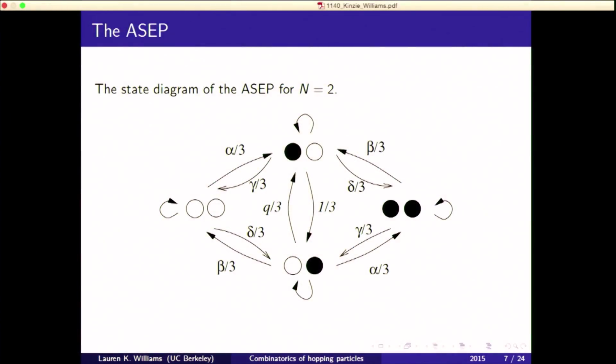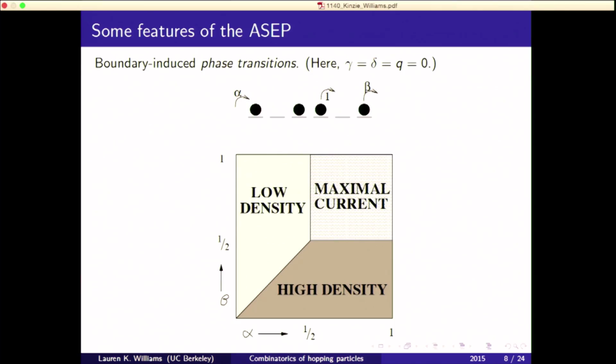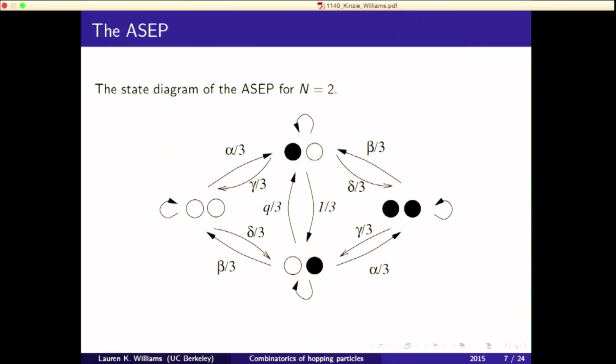Okay, so here's a picture when n is equal to 2. We have 2 to the 2 different states, which are depicted here. And the arrows show all of the different transitions among the states. And I also have these self-loops. So that self-loop represents the probability of staying in the same place, and that number should be 1 minus gamma over 3 minus delta over 3, minus 1/3.